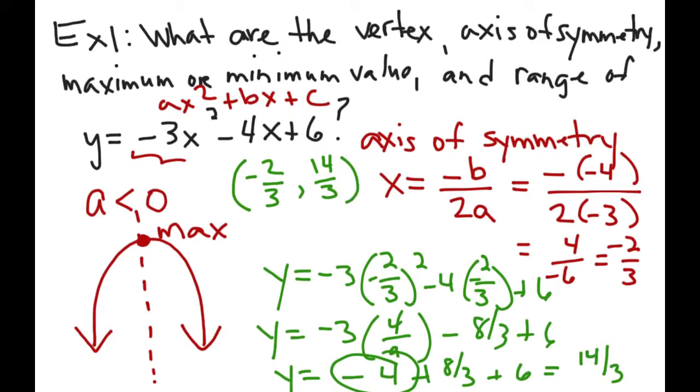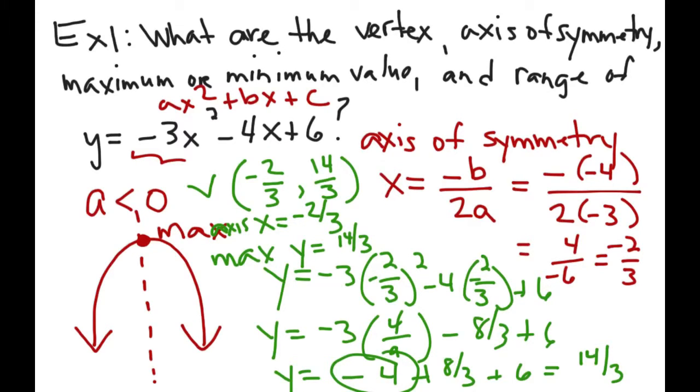If that's the vertex, the axis of symmetry is the x value of the vertex. So that's the vertex. This is the axis of symmetry. Because the leading coefficient is negative, the parabola opens down, which means the vertex is at a maximum. So the maximum is y equals 14/3.